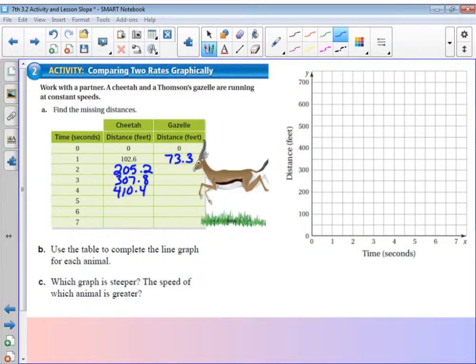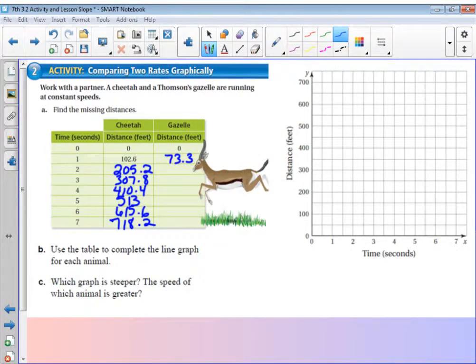Okay, another second away, add 102.6: 513 feet. And then add again, 102.6 is 615.6. And then add one more time, 102.6. And that gives us 718.2.